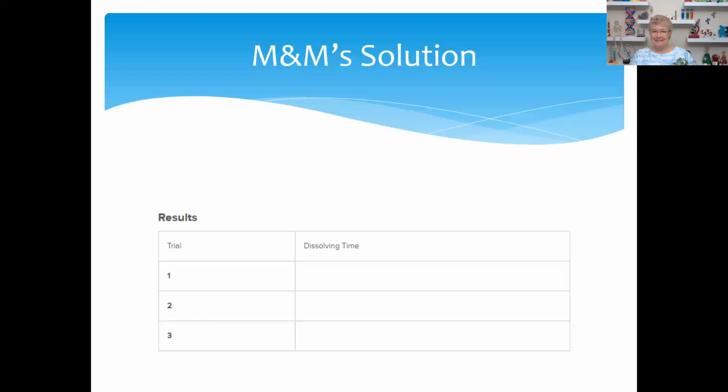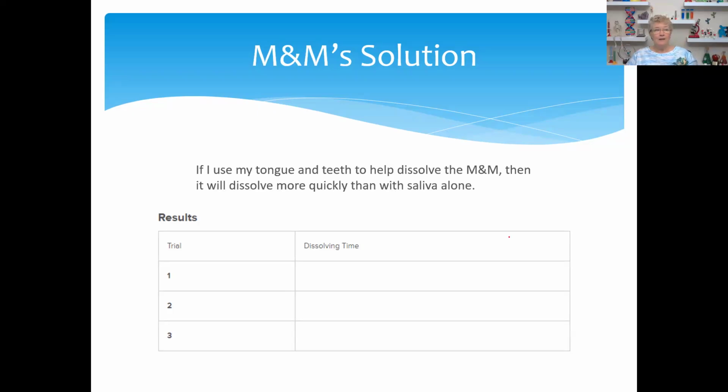All right, Mel. If I use my tongue and teeth, then the M&M will dissolve faster. Very good. Excellent. That tells you what you're going to do, and it tells you what you're going to look for. You're going to use your tongue and your teeth to help dissolve the M&Ms, and you're going to measure whether or not it dissolves more quickly than with saliva alone. Very good. All right, so what are we going to do for our experiment?